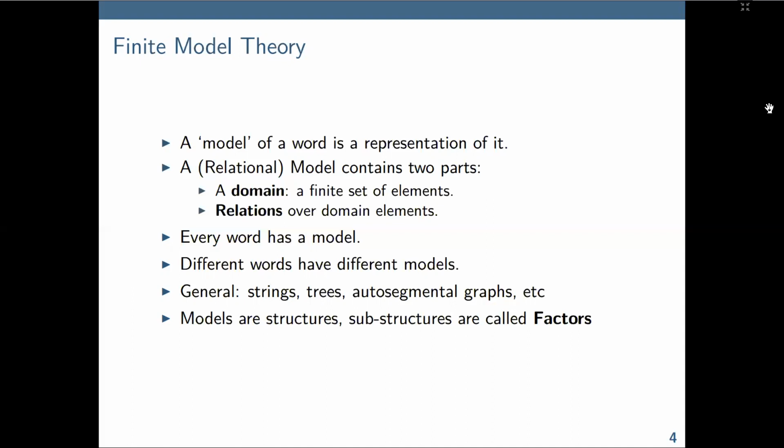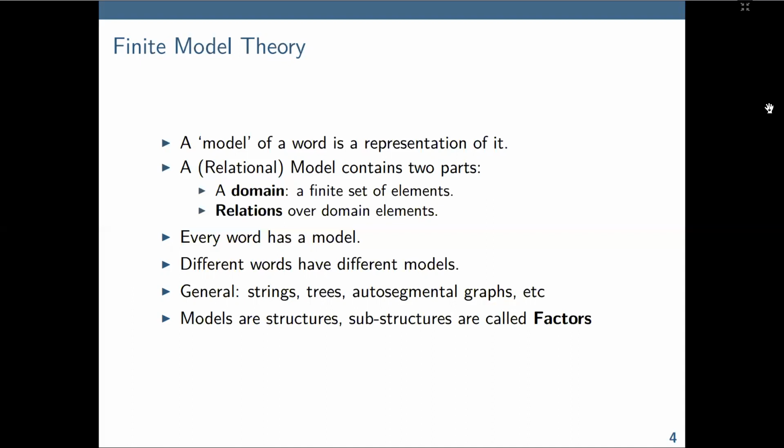Two important facts are that every word has a model. That's a nice condition. And second, that different words have different models. Okay, this is a very general perspective on structures, because it says that your relational elements, the relations over this domain, describe structural properties of that representation. So this allows you to be very general.